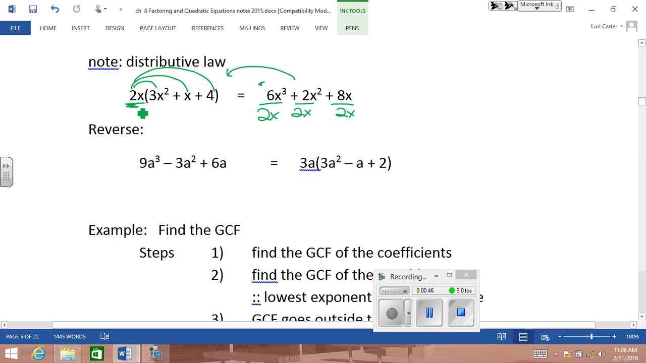Wait, so when we get like the problems, is it gonna be like the big numbers?